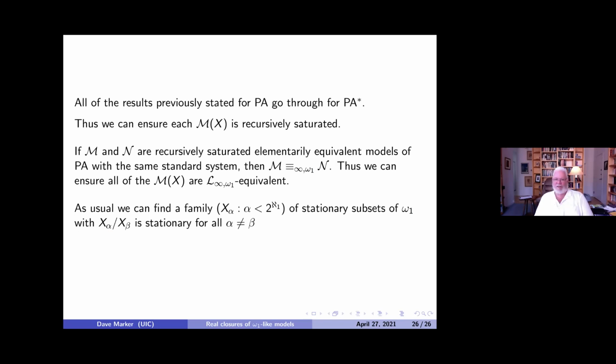Then another classic fact is, no, this is not right. If I take recursively saturated, elementarily equivalent, ω1-like models of PA that have the same standard system, then they're going to be infinitary L ω1 ω equivalent. So I could allow arbitrary conjunctions and I could allow countable quantifier strings here. So the models I'm building this way are exceptionally similar. It takes some complicated forcing to try, under a lot of forcings, they'll end up being isomorphic.